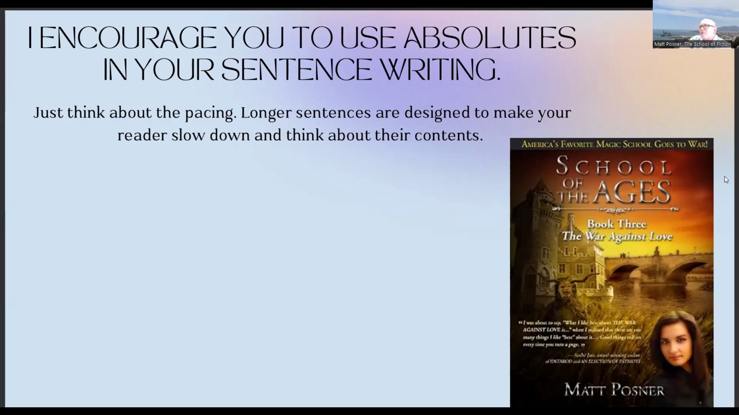So longer sentences are designed to make your reader slow down and think about their contents. That's not what Sarah Maas was doing, and of course her sentences are successful. But just as a general principle, long sentences, slower reading pace. And I don't mean slower reading pace is bad. Sometimes you want to read slowly and you want to think a lot. So it just depends on what your goal is this particular moment. This is the current cover of that book.